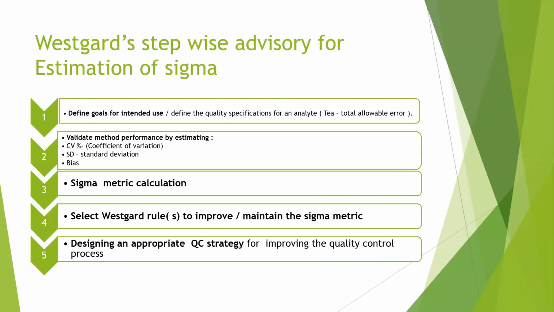Now, Westgard also has a stepwise advisory for estimation of sigma. He says define your goals for intended use. That is, define your specific specifications for the analyte, or quality specifications using TEa. Validate the method performance by estimating your CV, SD, bias. Do the sigma metric calculation. Select the Westgard rule to improve or maintain the sigma metric, and then design an appropriate QC strategy for improving the quality control process. This is a good summation of what we have discussed in the last few slides.